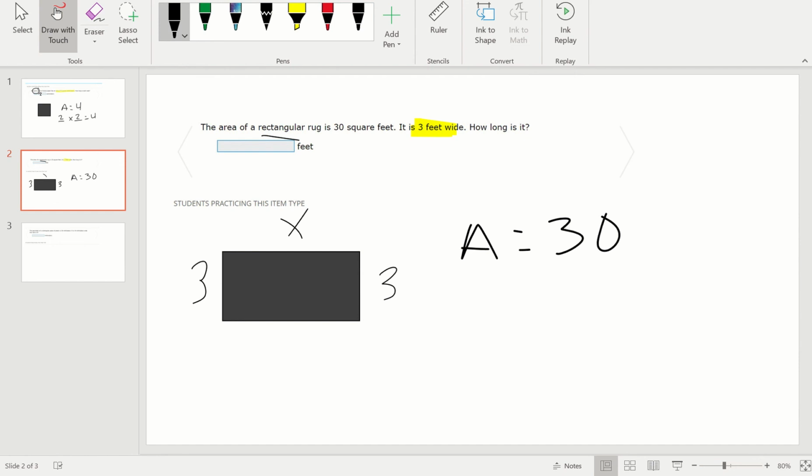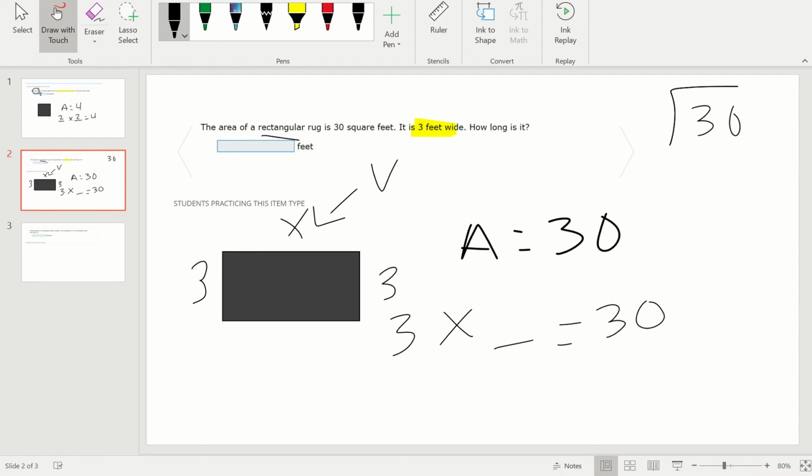We don't know what this is yet, but we can set up a problem with a variable. Remember, we call these variables. And we can set up a problem that's going to help get us our answer. So if I know that the area is 30, then that means something times 3 has to give me 30. Well, once again, you can divide or you can do mental math. And I know that 3 times 10 is 30. So the answer would be 10 feet.